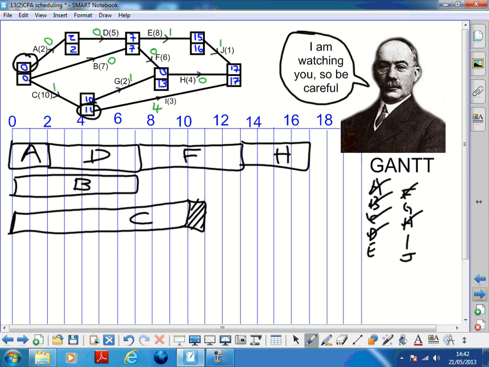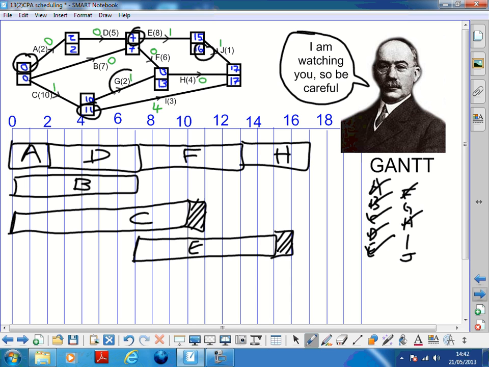E is, here he is. So 7 is when he can start. Then he gets a new line, yeah? E is length 8: 1, 2, 3, 4, 5, 6, 7, 8. That's E. But it could go as late as time 16. He's got a float of 1. So there's that one. I've already got F.